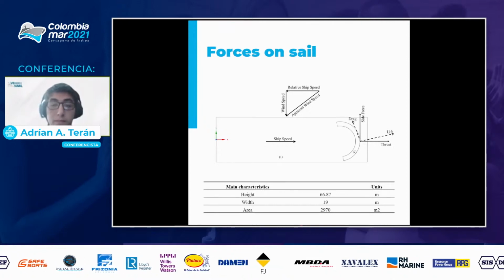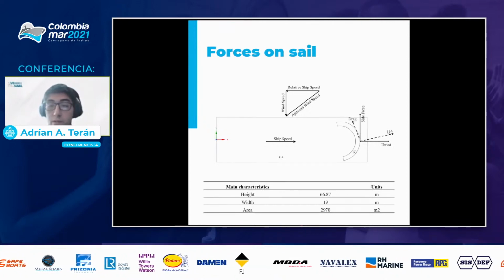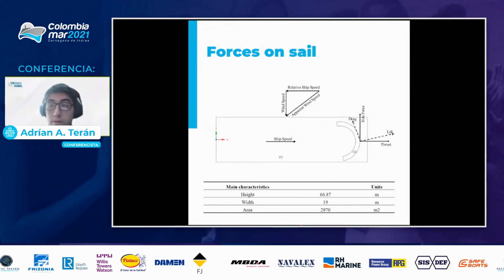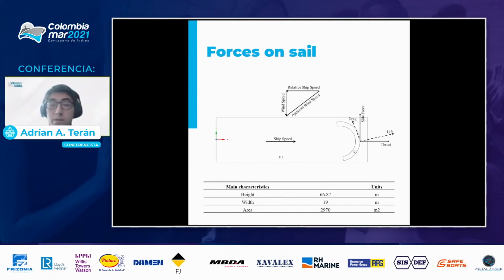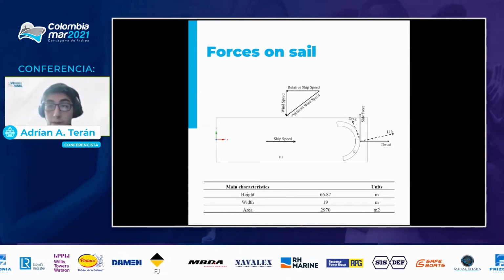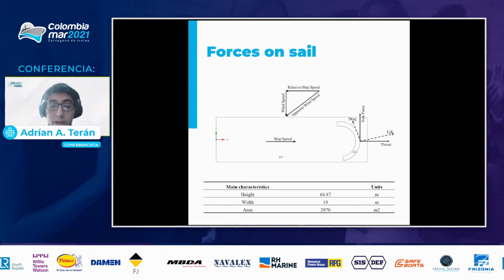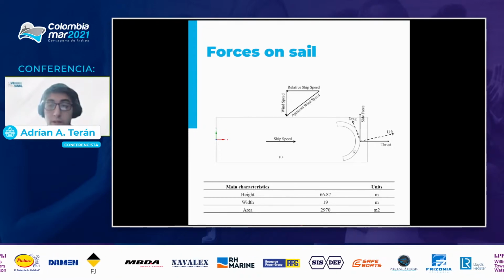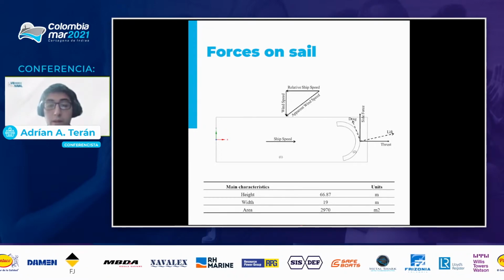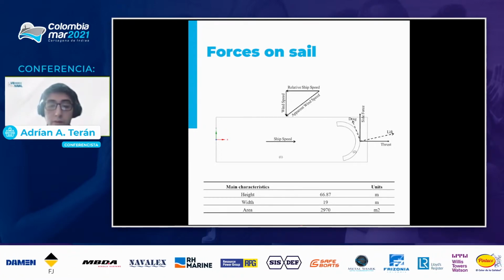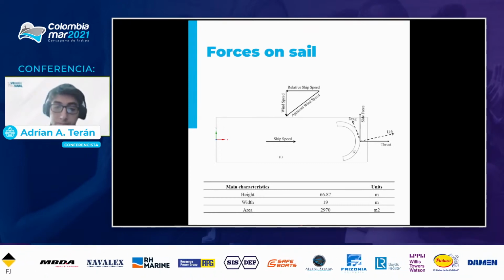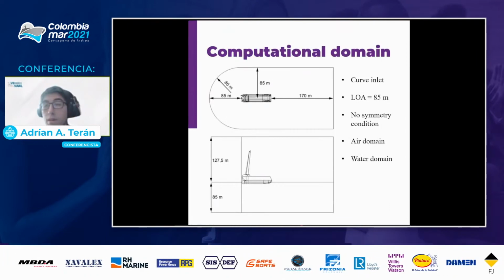If the angle is too high, the integrity of the vessel may be at risk, as well as the vessel's performance. That's the advantage of using these kinds of catamaran hulls. Now, as for the sail that we are utilizing, the main characteristics in terms of height are basically 67 meters of height and a width of about 19 meters, and a total area of about 1,900 square meters.